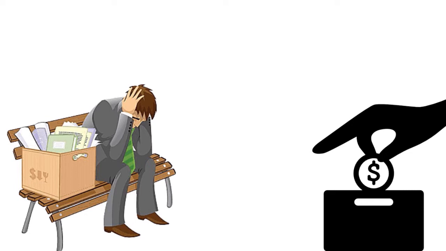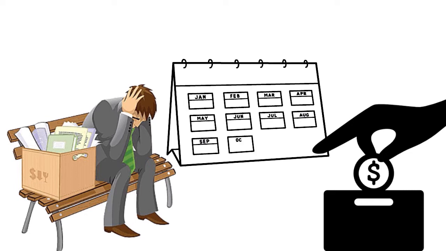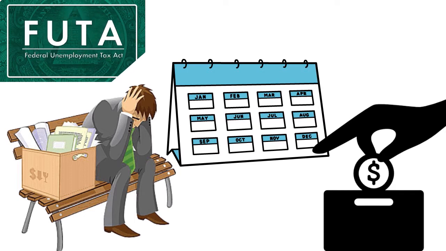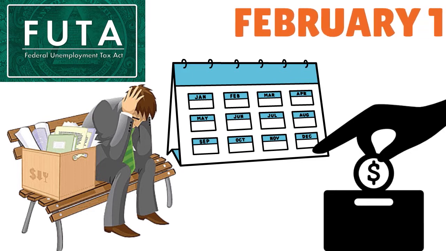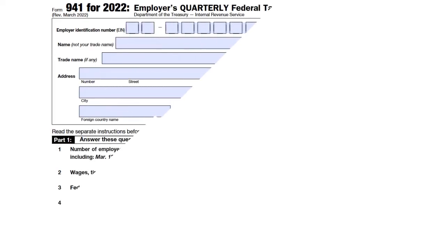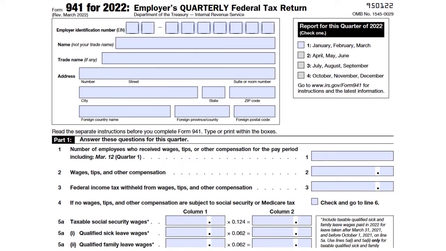You only need to submit Form 940 once a year. It's not a quarterly thing, it's an annual thing. But you need to pay your FUTA tax payments quarterly. So the tax payments happen quarterly, but the filing of the form itself is once a year. The due date for Form 940 is February 1st of every year. And then we have Form 941, Schedule B.